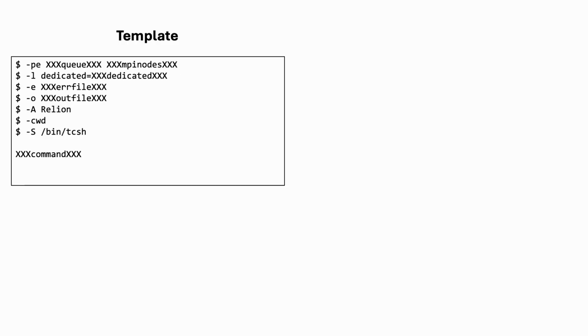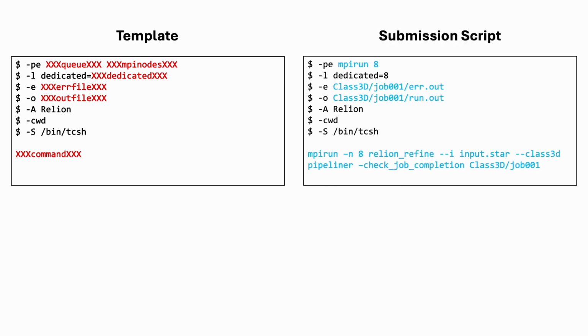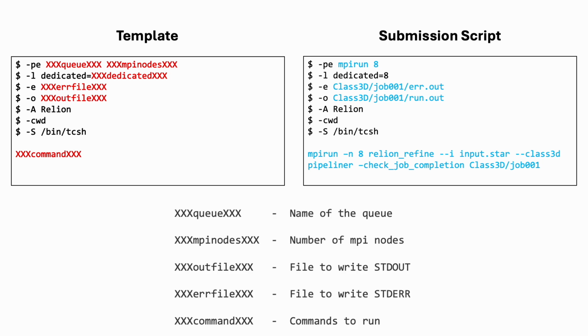Here is an example template for submission using Slurm. Substitution variables are bracketed in XXX. These are replaced with parameters in the final script that is run. A full list of substitution variables is available in the Doppio documentation. Here are some of the most common.